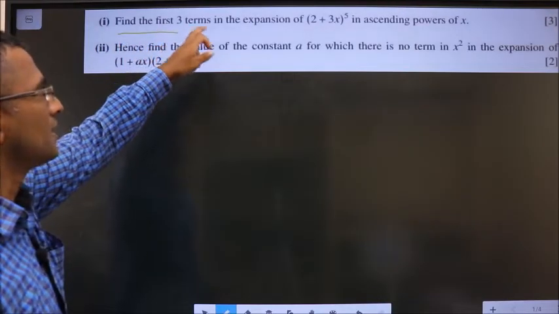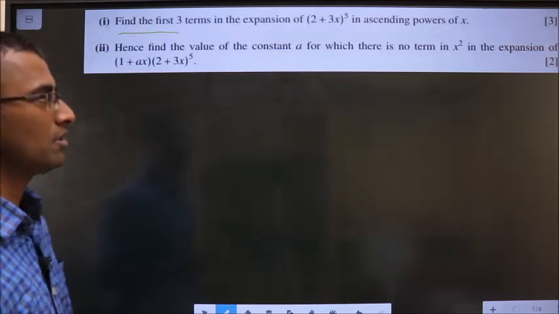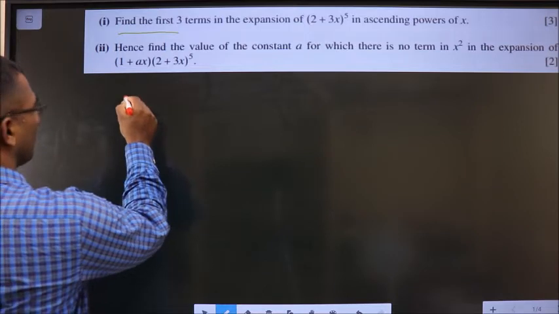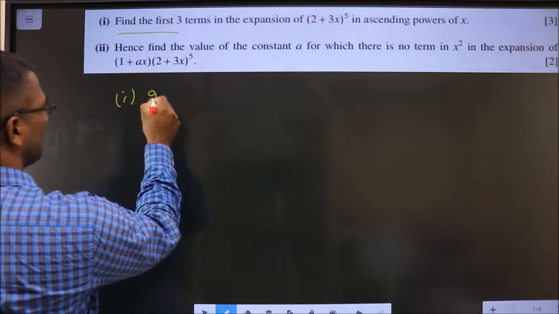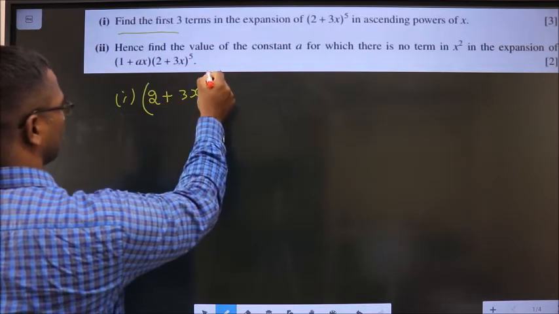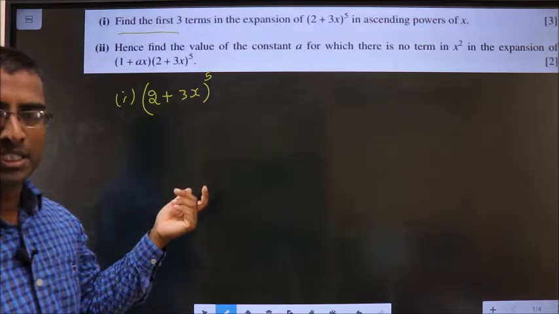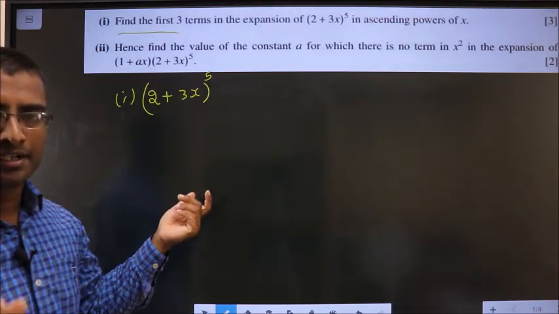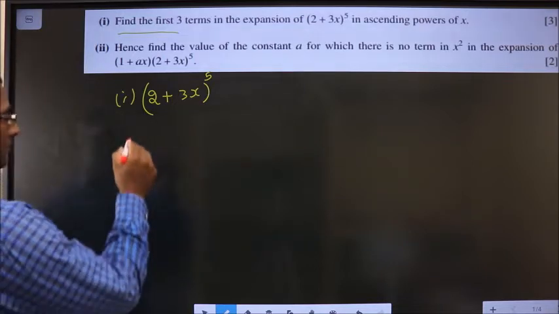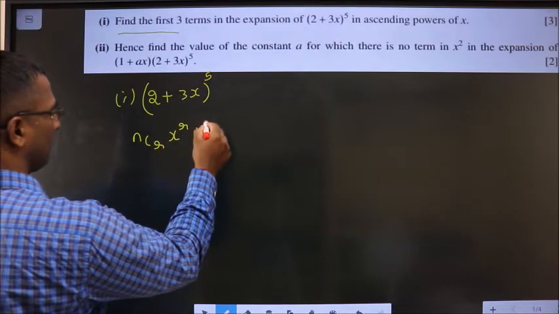Find the first three terms in the expansion of (2 + 3x)^5 in ascending powers of x. Given is, first bit we are doing, it is 2 plus 3x power 5. For any binomial theorem sum, first we should write the general term, and the formula for general term is nCr x power r y power n minus r.